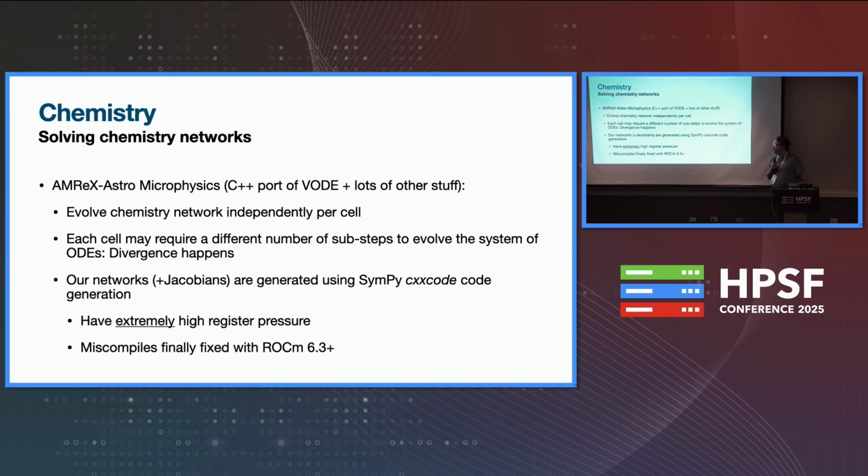The right-hand side of our networks plus Jacobians are generated using SymPy's C++ code generation tool. We did this before we learned about autodiff, so we probably wouldn't do that again. But it works. We do have extremely high register pressure for some of our networks with lots of species.